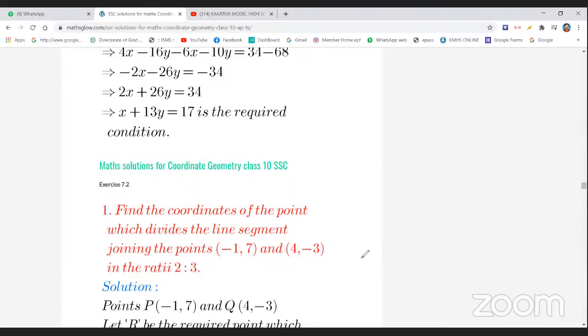m1 x2 plus m2 x1 by m1 plus m2 comma m1 y2 plus m2 y1 by m1 plus m2. Okay, very good. So that is the section formula.